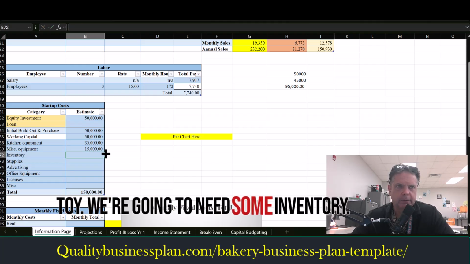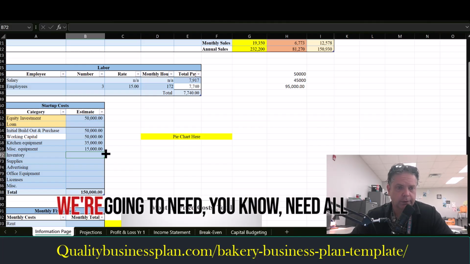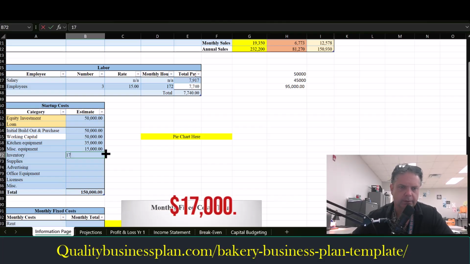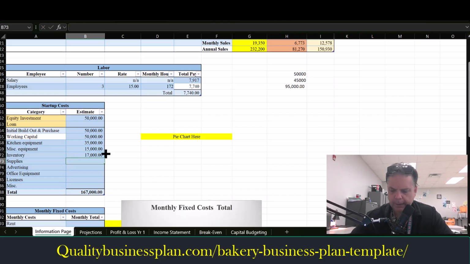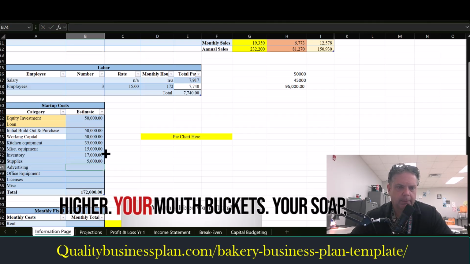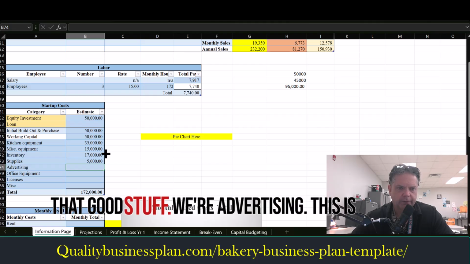Inventory, we're going to need some inventory. We're going to need the eggs and the flour and also the packaging material. We're going to need ink cartridges, all that good stuff. So we're going to call this $17,000. Supplies, I'm going to go with $5,000 in supplies. It's probably a little bit high. Your mop buckets, your soap, your hand soap, tissue paper, all that good stuff.